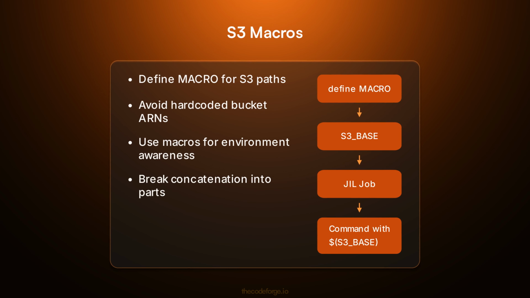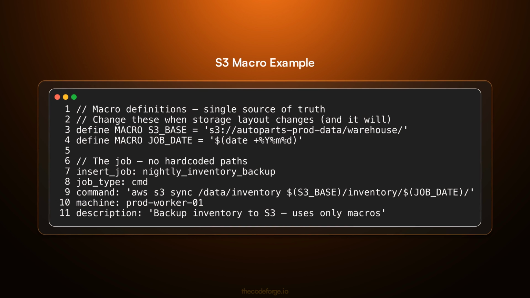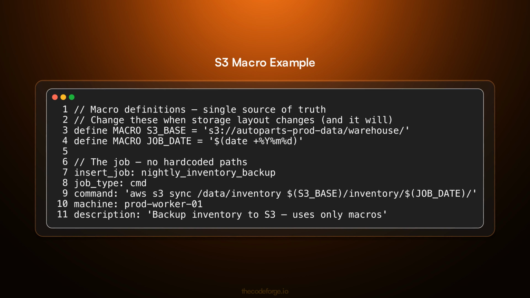For simple storage service paths, use JIL macros. Define the base path once, reference it everywhere. When the storage team moves buckets, you change one line. The command uses macros for both the base path and the date. No hard-coded strings. If the bucket changes, update the macro definition.